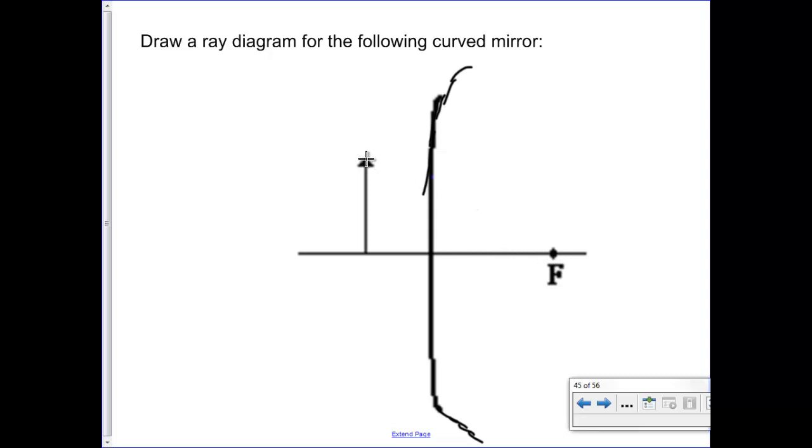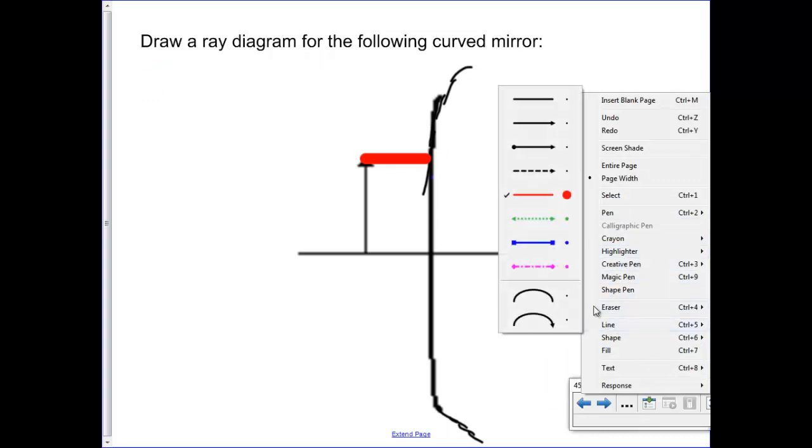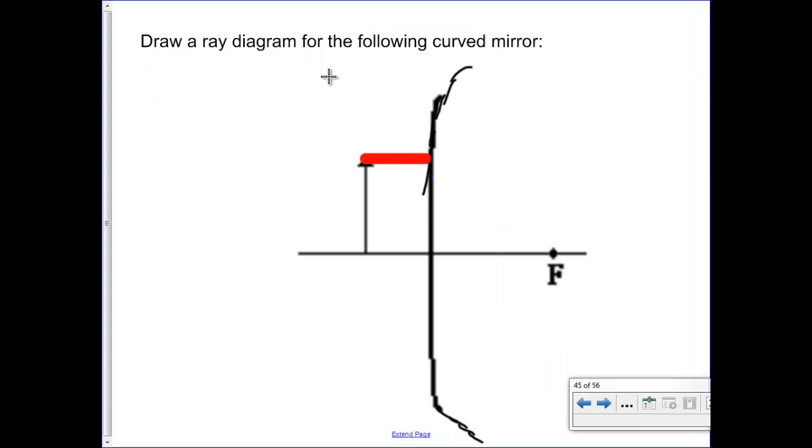Okay, so the first thing I'm going to want to do is draw a line parallel to where I start. What happens to parallel rays? They bounce through what? The focal point. They bounce through the focal point. So this one will bounce through the focal point. It's actually going to bounce back this way here, but since the focal point is inside the mirror, I'm going to draw this dashed line. Does that work so far?